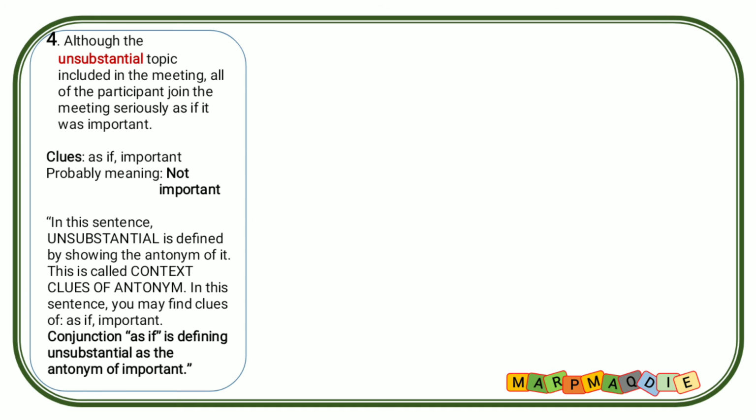The fourth is unsubstantial, in the sentence: although the unsubstantial topic was included in the meeting, all of the participants joined the meeting seriously as if it was important. The clues here are as if and important, so the probable meaning here is not important.